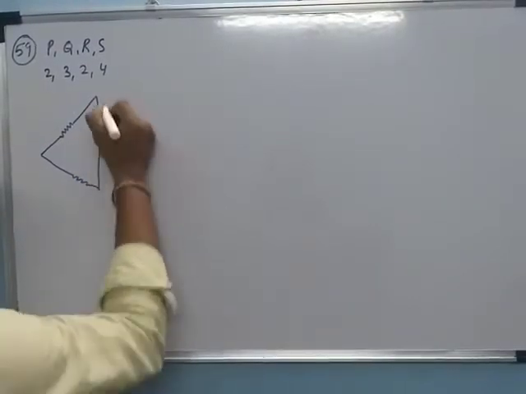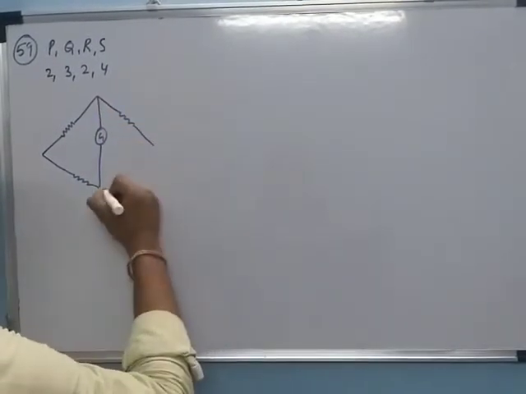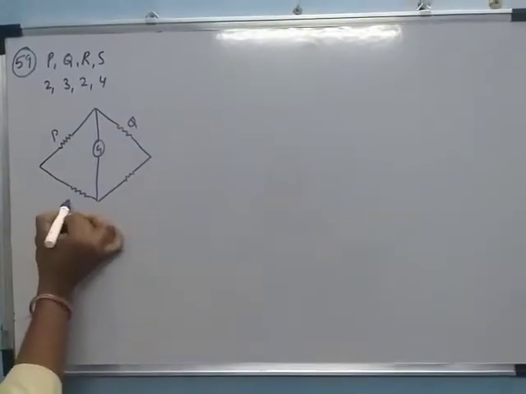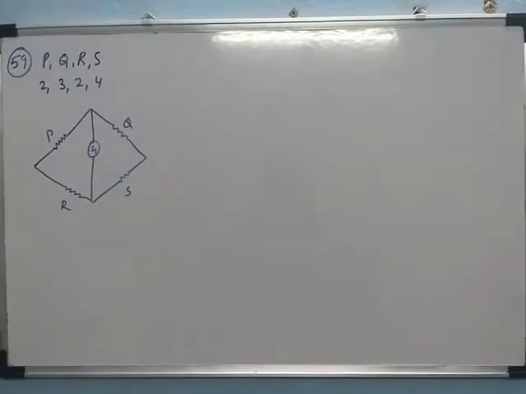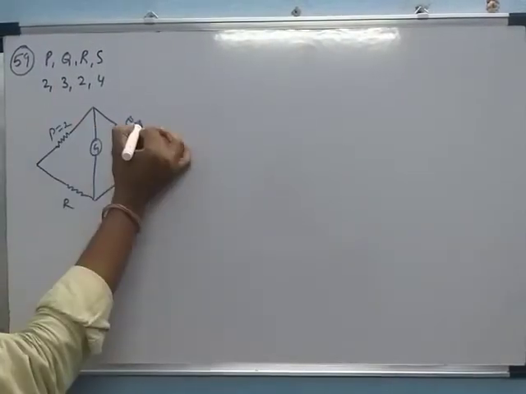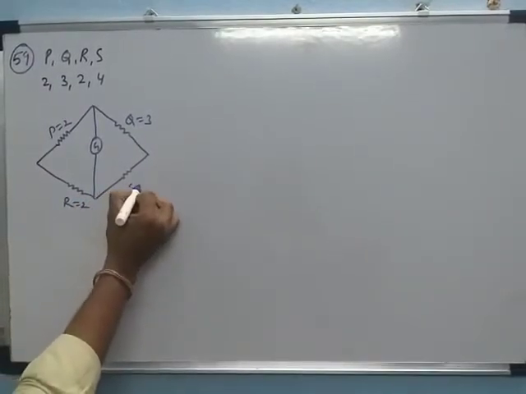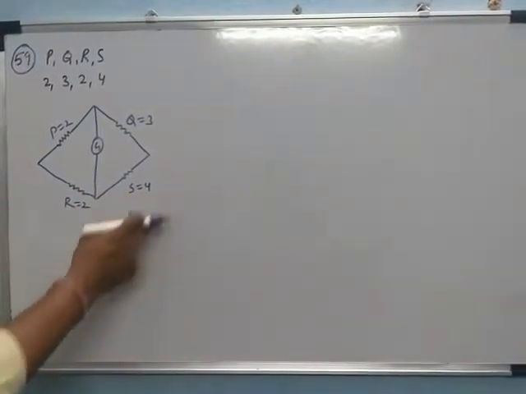This is the Wheatstone bridge diagram. Now this is the P resistor, here the Q, here R, and this is the S. P is equal to 2, Q is equal to 3, R is equal to 2, and S is equal to 4. But it is not balanced.